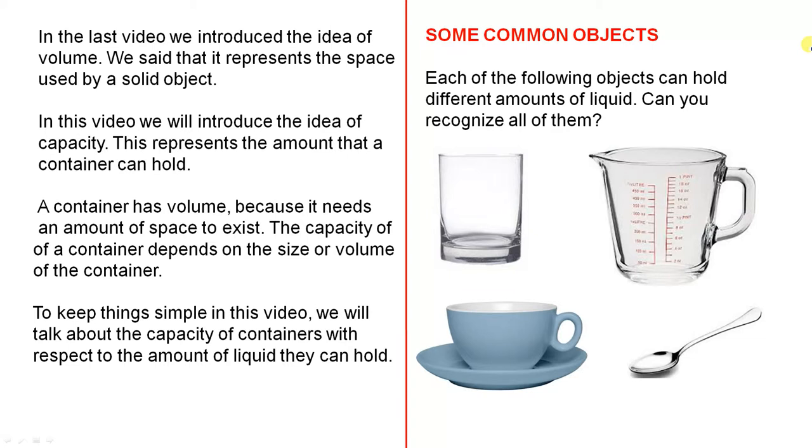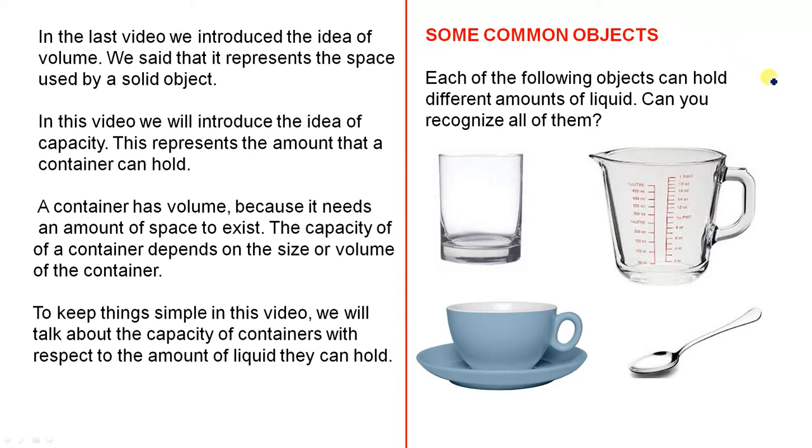A container has volume because it needs an amount of space to exist. The capacity of a container depends on the size or volume of the container. To keep things simple in this video, we will talk about the capacity of containers with respect to the amount of liquid they can hold. Let's look at some common objects.